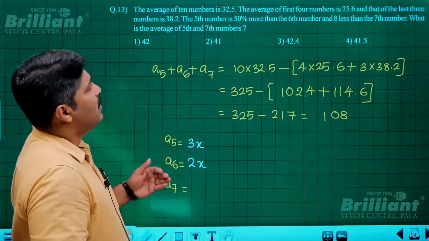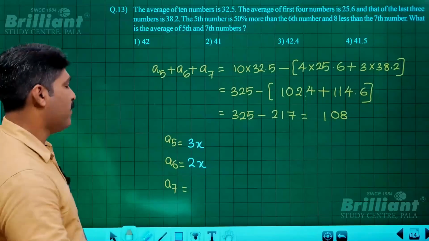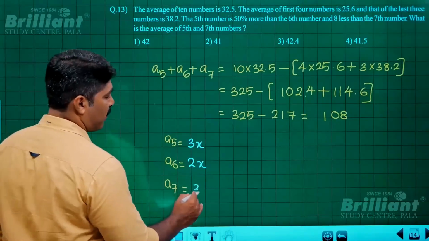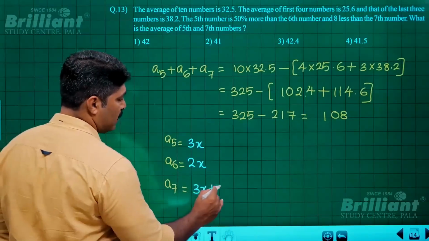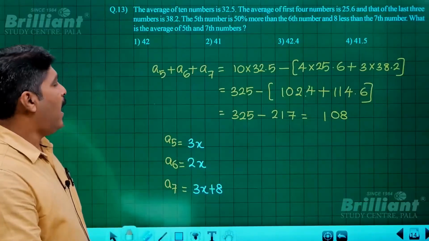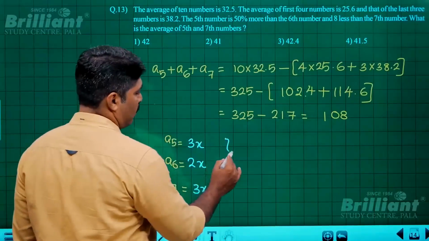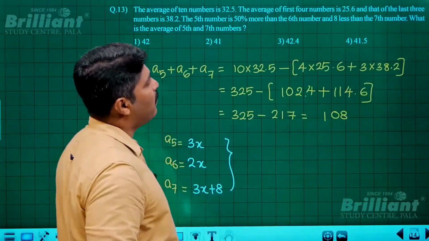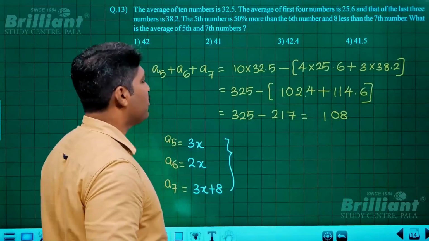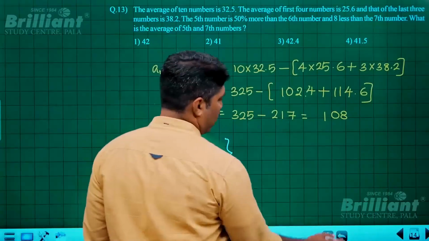Good. So which value is 8 less than the 7th number? The 5th number is 8 less than the 7th number. Therefore, the 7th number we can write as 3x plus 8. So these 3 are the numbers. It is given that the sum of these 3 numbers is equal to 108. Therefore, we have to find the value of the average between these 2 numbers. Correct. So from there, we can find out the value of x.